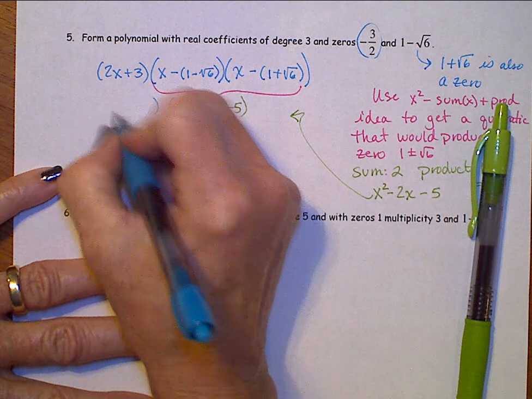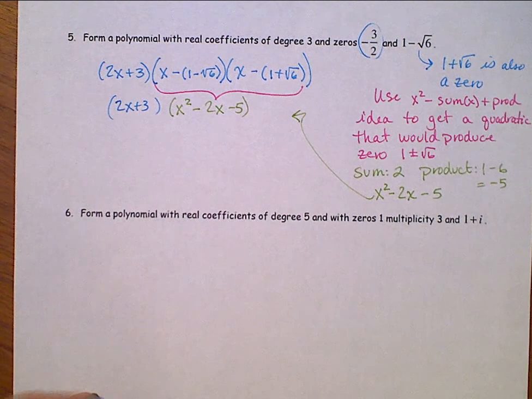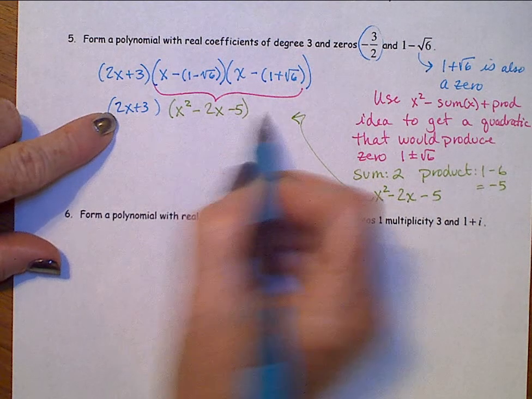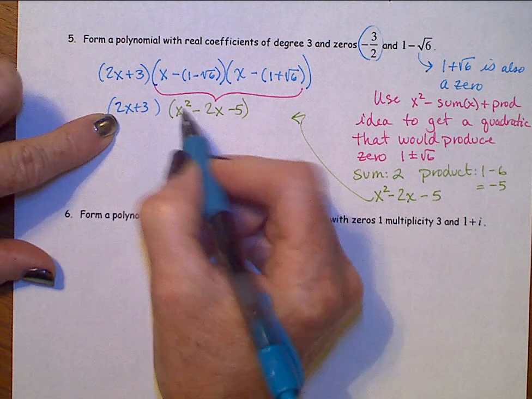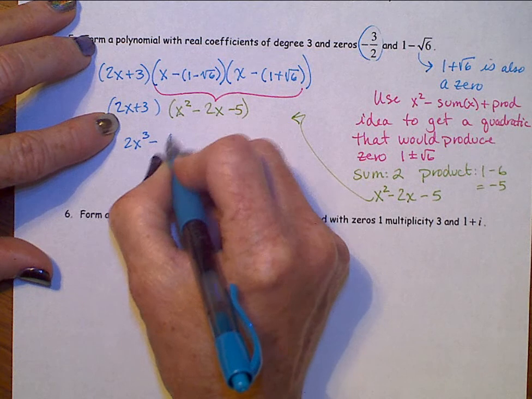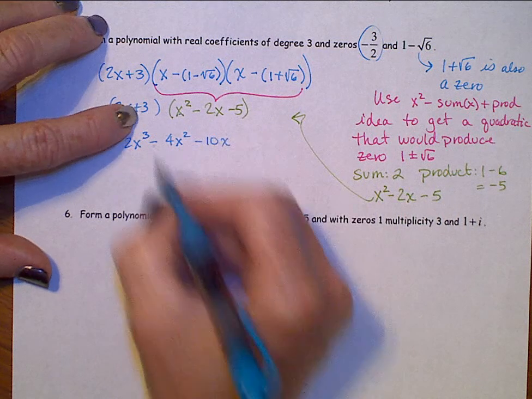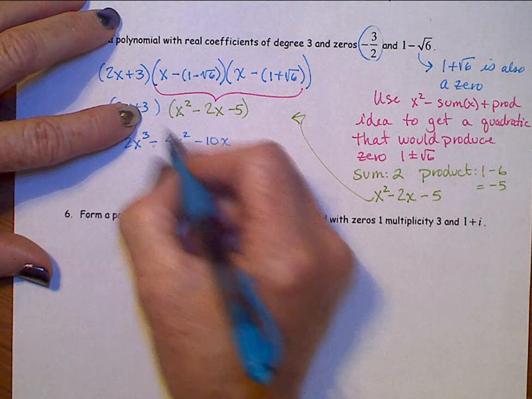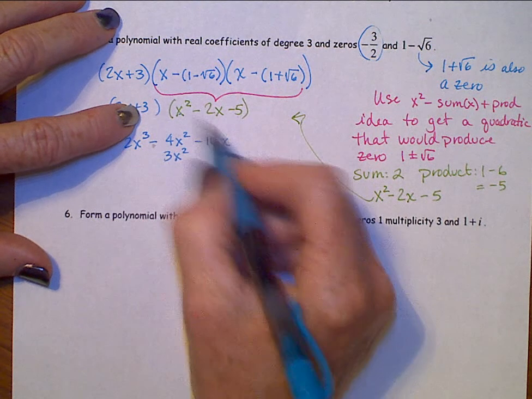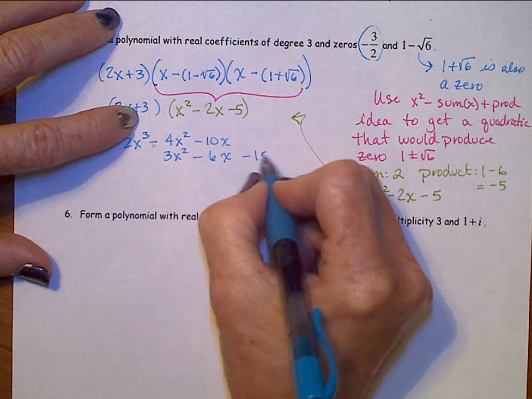And then let's just bring down that 2x plus 3. Now multiply this out. All right, so I'm going to do 2x times each of these things and then 3 times each of those. 2x times x squared, that's 2x cubed. 2x times a minus 2x is minus 4x squared. 2x times a minus 5 is a minus 10x. Then 3 times each of those, 3x squared. And I think I've taught you about the vertical multiplication here, so I can write my terms already collected. So that's going to be a minus 6x and a minus 15.